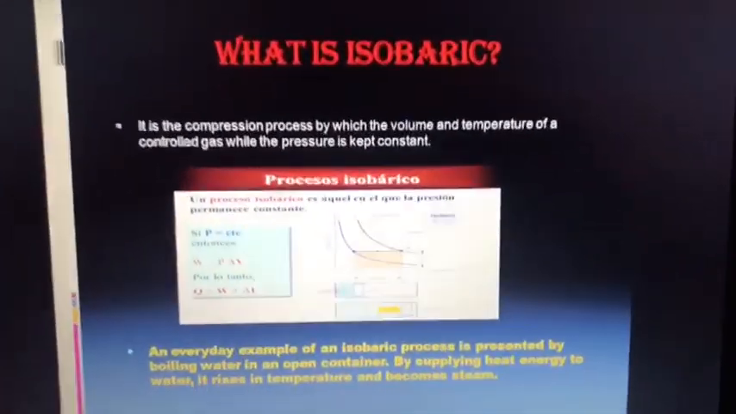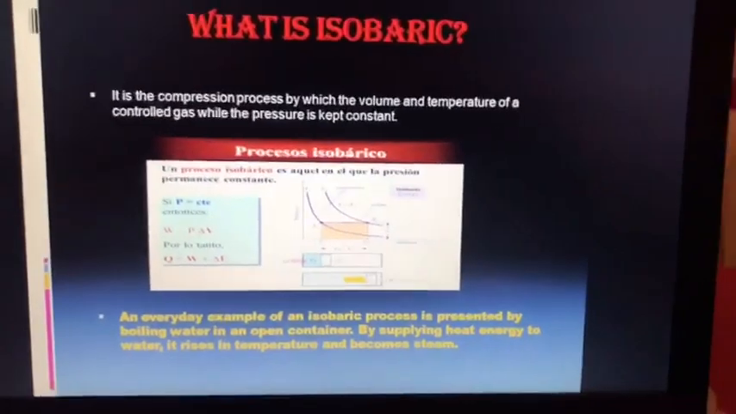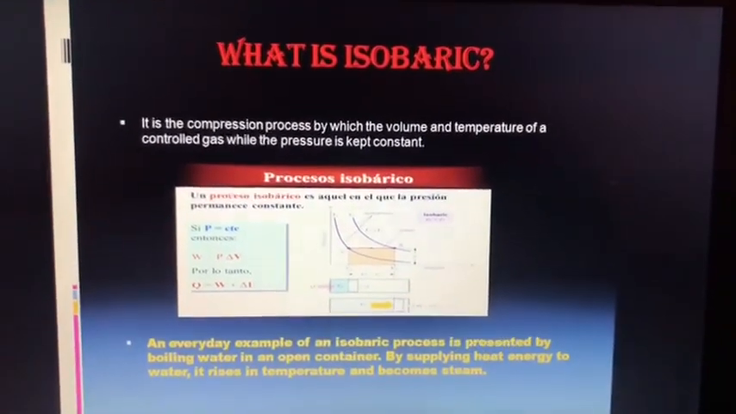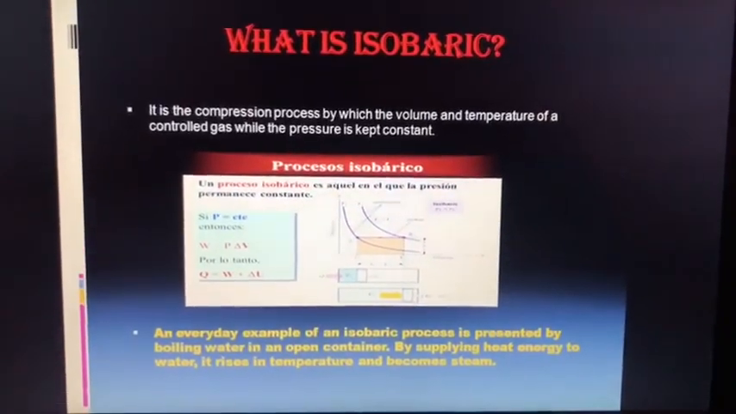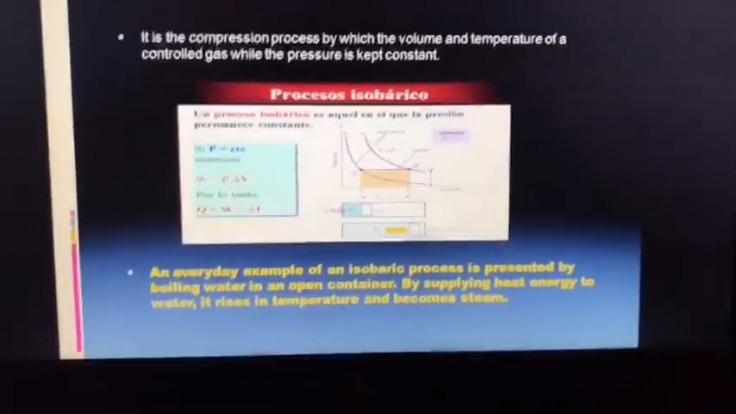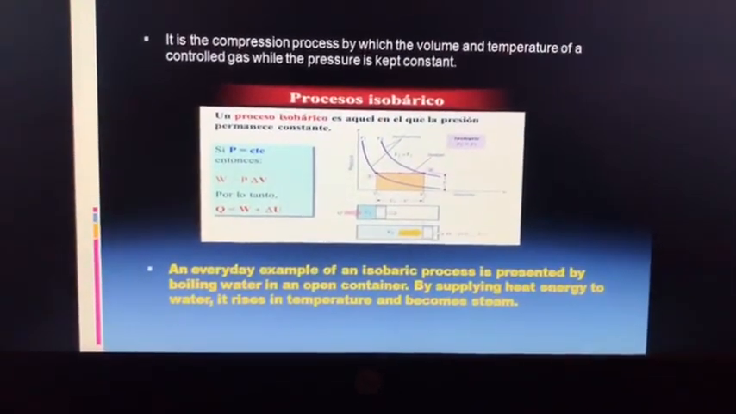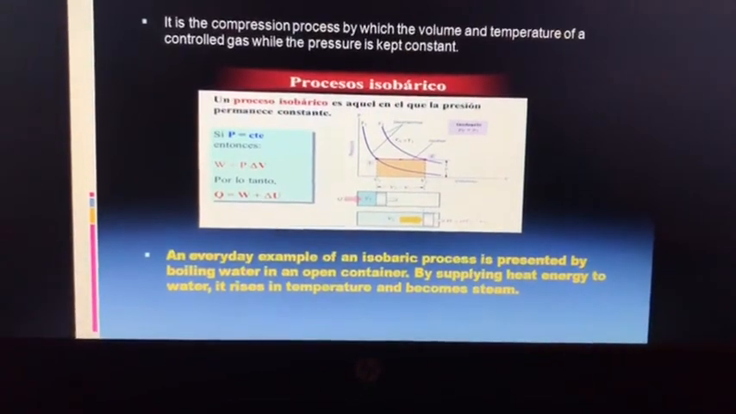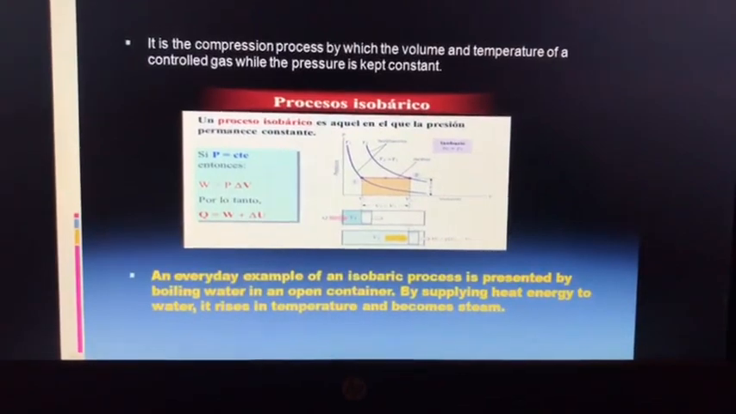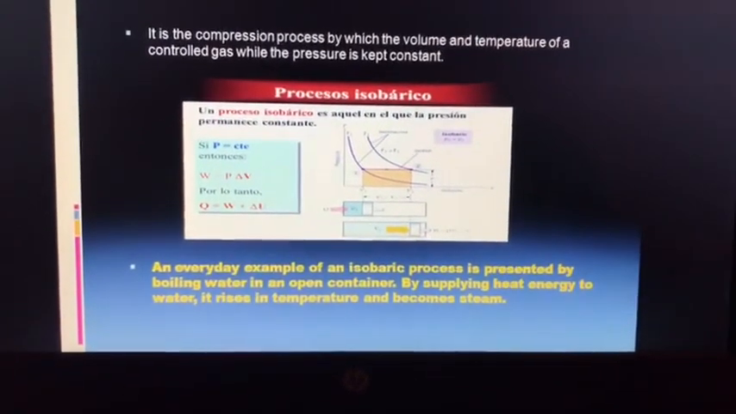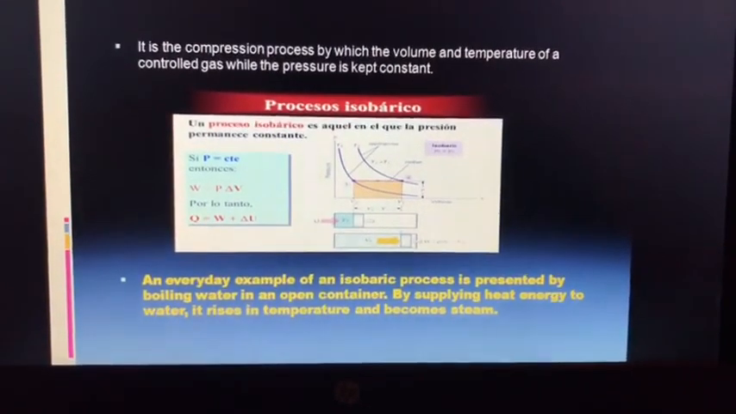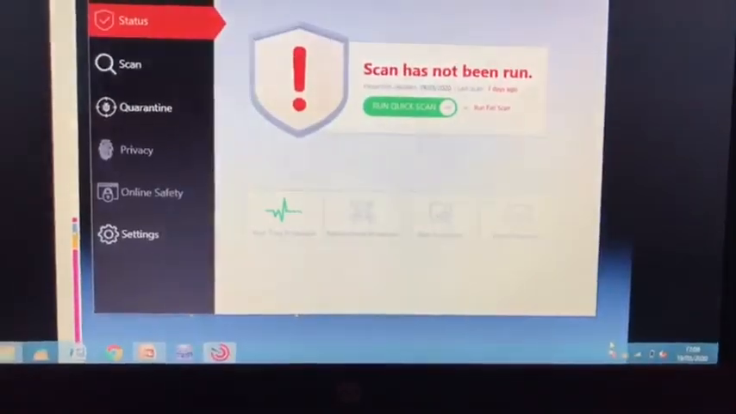The second concept is what is isobaric. It is a compression process by which the volume and temperature of a gas are controlled while the pressure is kept constant. An everyday example of an isobaric process is boiling water in an open container by supplying heat energy to the water.